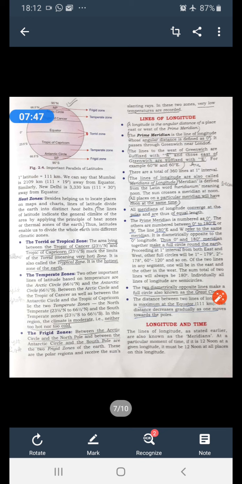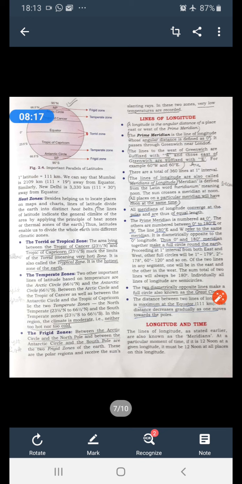Now we come to the lines of longitude. Now all the vertical lines are called lines of longitude. So coming to the text, this is the definition. A longitude is the angular distance of a place east or west of the prime meridian. Now prime meridian is the 0 degree. Just like the equator was 0 degree, the starting mark of the latitudes, similarly, longitude, that is the prime meridian, is the 0 degree.